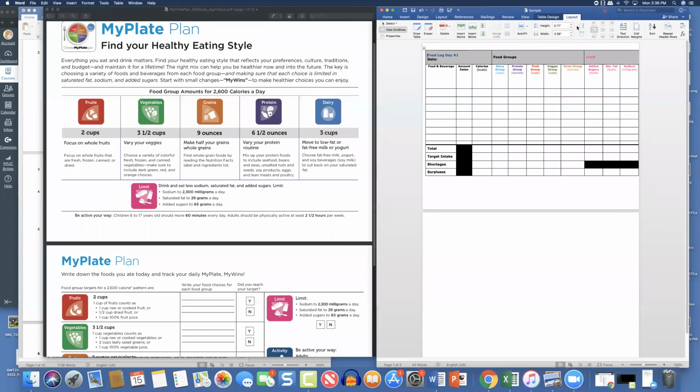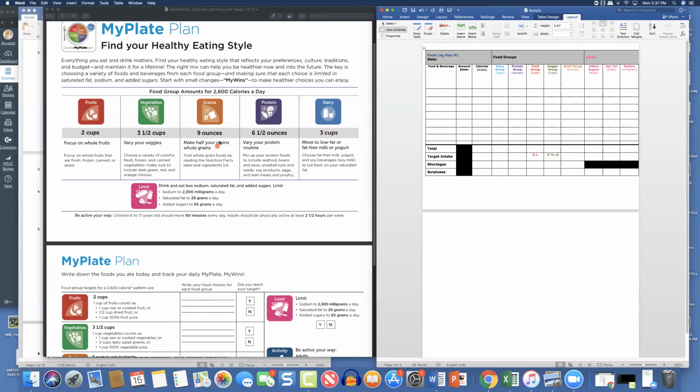So here's a sample food log, and let's just type those in. You're going to start with, here we've got fruits. The recommended intake or target for 2,600 calories is 2 cups of fruit. So you simply go over to fruit on the target intake row and write in 2 cups. Now let's take a look for veggies. It's 3.5 cups. In the same row, we're putting 3.5 cups.